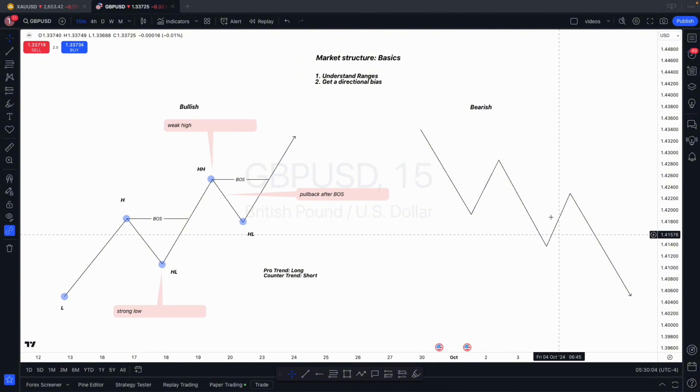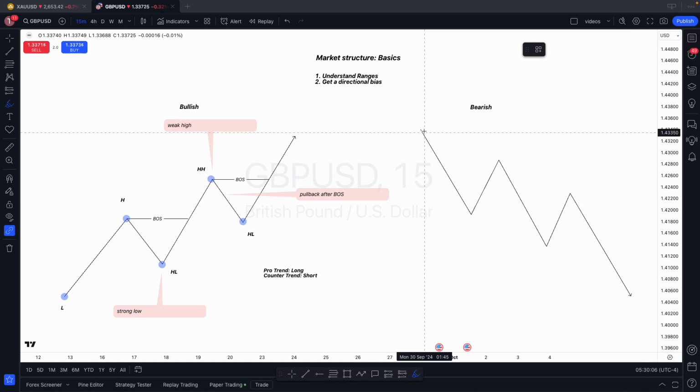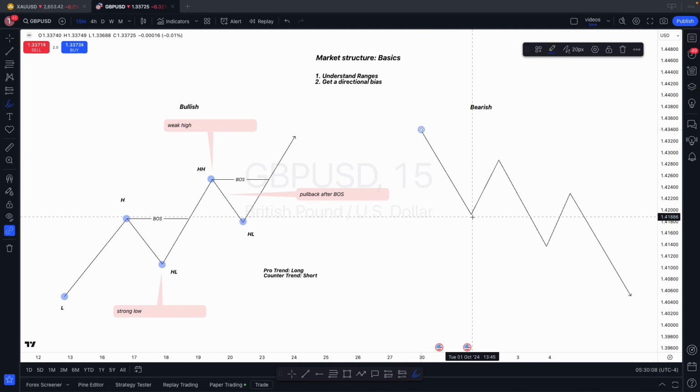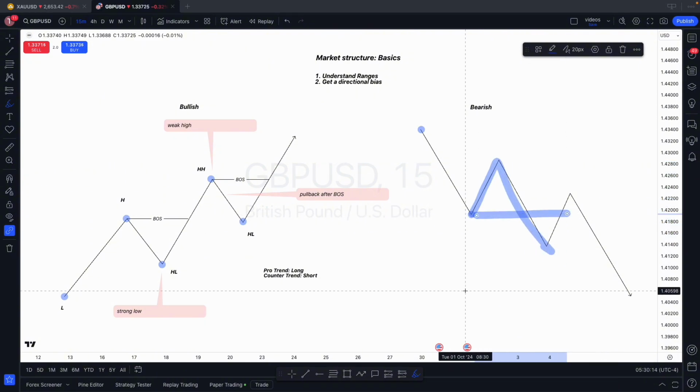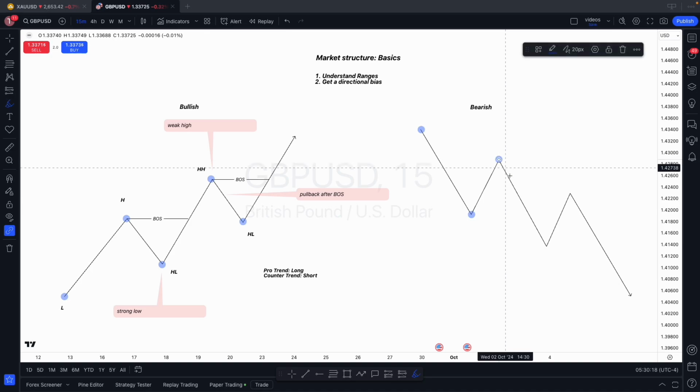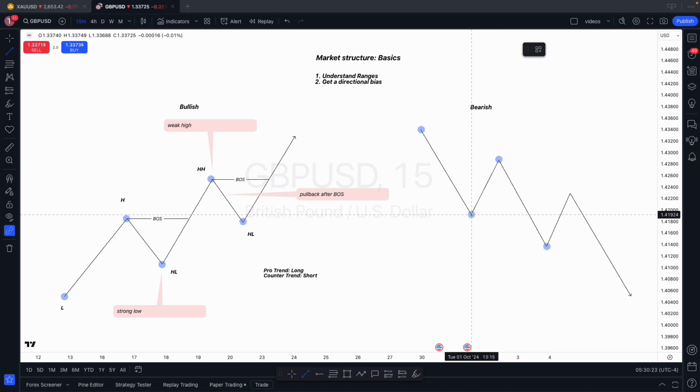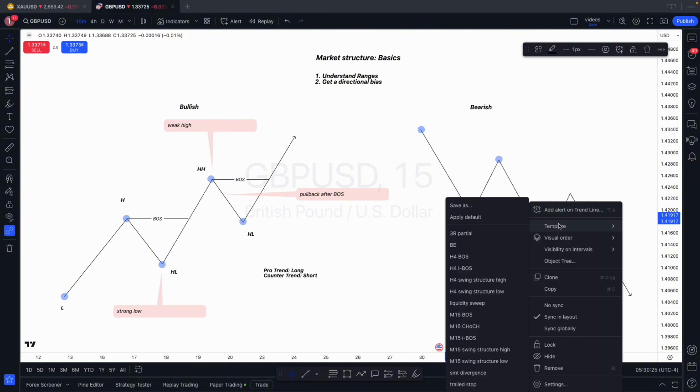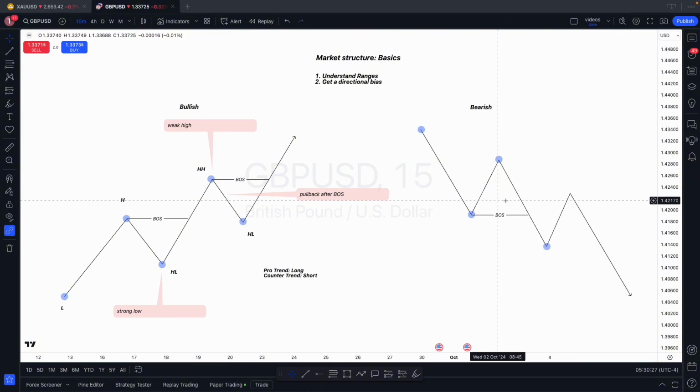Now let's quickly jump over to the bearish one. So over here we have a high and a low, and then we have a bullish pullback leading to a bearish impulse, breaking the low with a break of structure, right? So this is going to be our lower high that led to the lower low, and this low getting taken out is our break of structure, right?